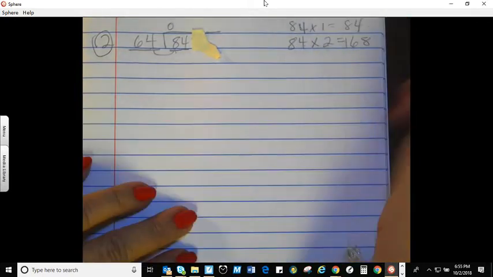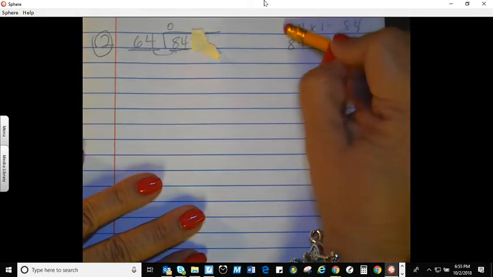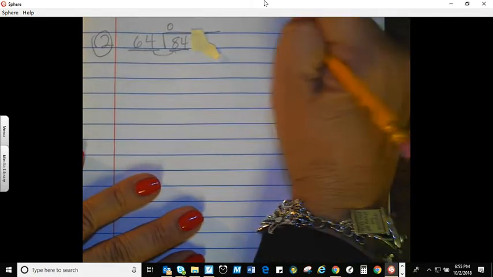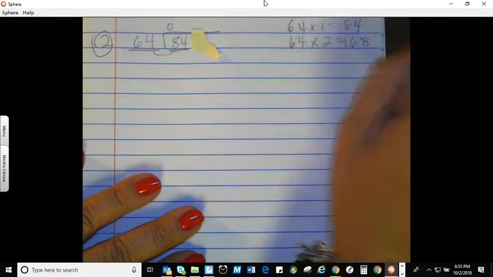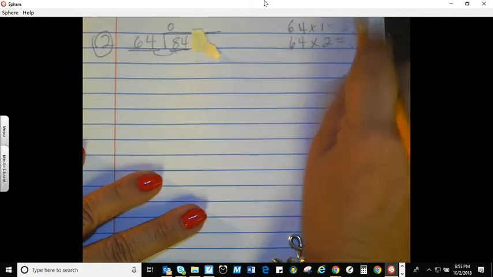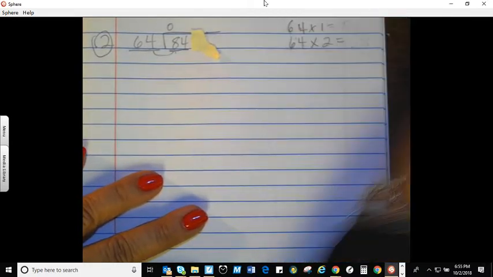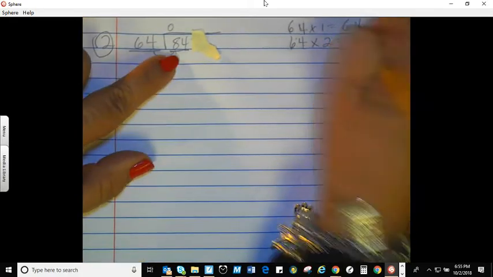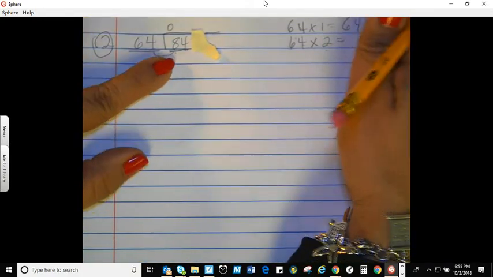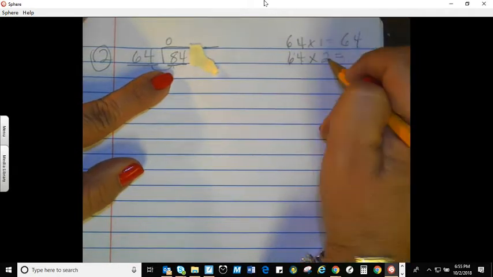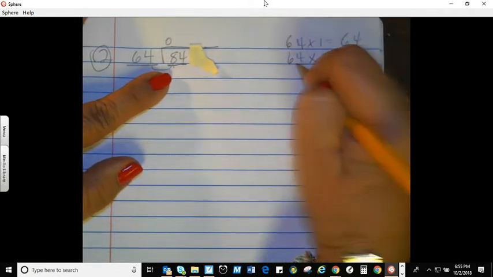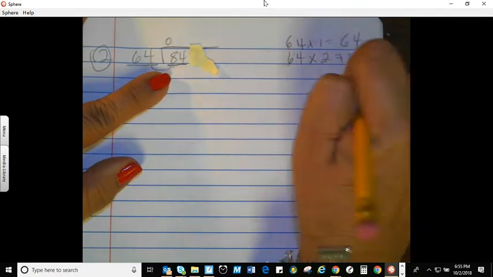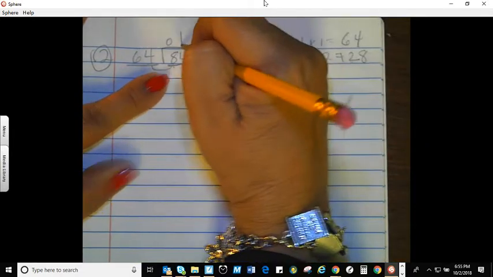Oh, did y'all see my mistake? This is not 84. It's 64. Good catch. That's 64, which is going to definitely change my products because that's not right at all. So 64 times 1 is 64. My place is 84. There's not another group of 64 I can put in there. And I'm going to prove it to you. So 2 times 4 is 8. 2 times 6 is 12. So that's way too big. So it's only going to be one group.